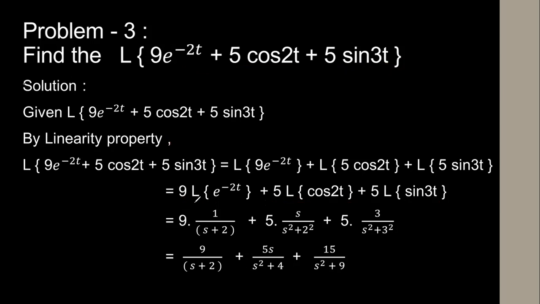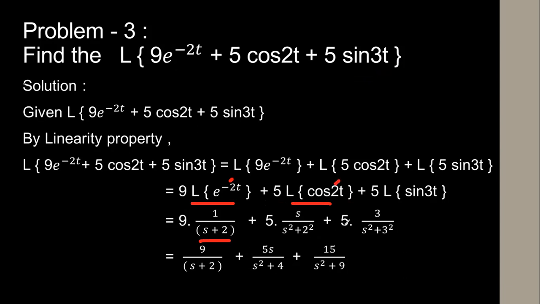Okay. So Laplace transform e power minus at formula. Laplace transform e power minus at is nothing but 1 by s plus a. In place of a, we'll have the 2. So 1 by s plus 2 plus 5. What is Laplace transform of cos at? Cos at is nothing but s by s square plus a square. The a value here is 2. s by s square plus 2 square.